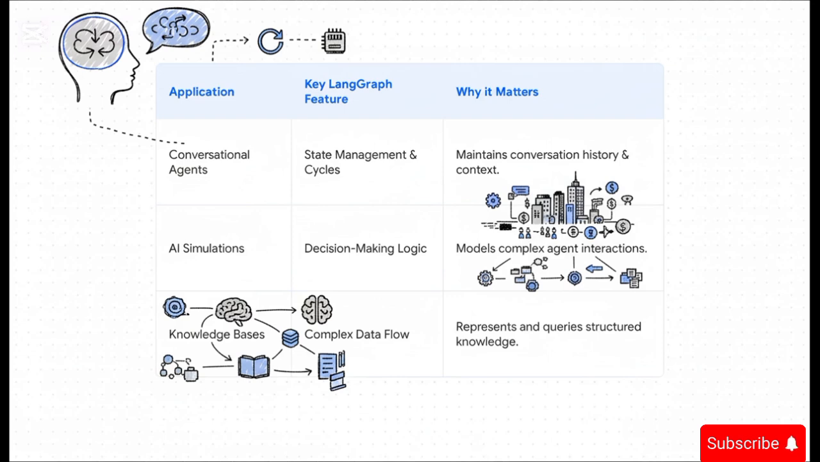Take conversational agents or chatbots. For them, state management and cycles are everything. That's their memory, that's their context. Or think about complex AI simulations. The decision-making logic lets you model agents that can interact in really complex, unpredictable ways. In every one of these cases, LangGraph is the backbone that manages the dynamic, stateful flow of information.